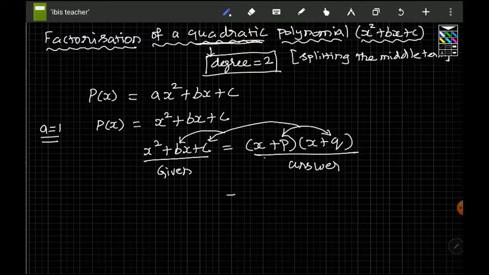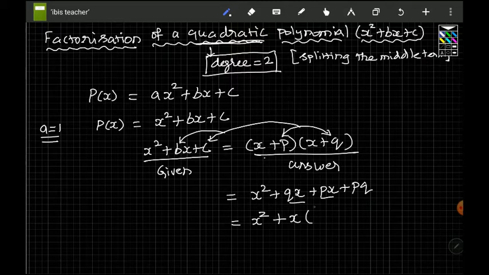In order to do that, let us multiply that. What is that? x into x, first term into first term, is x square, and then x into q is qx, p into x is px, p into q is pq. Now x square plus, in this term x is there, in this term also x is there. If you take out x, q plus p will come. Q plus p can be written as p plus q, because 4 plus 3 or 3 plus 4 are both the same, plus pq.